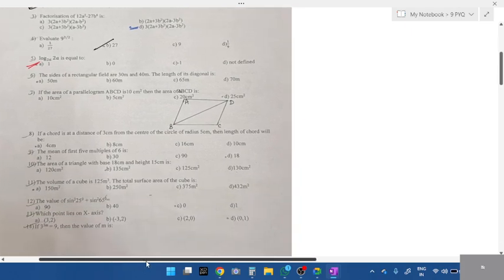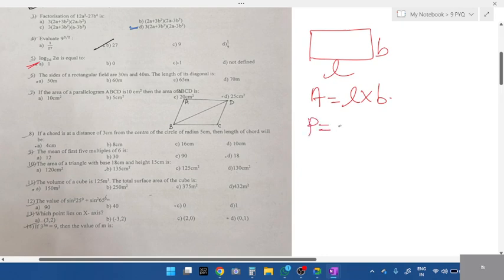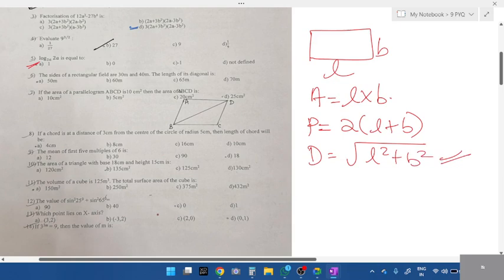Find the length of the diagonal. Okay, diagonal. Do you know the formula for length of diagonal? Rectangle, students, L into B. What is area formula? Area is equals to length into breadth. Perimeter is 2 into L plus B. In the same way, diagonal is equal to square root of L square plus B square. Yes, mark this diagram, use the third option, find the answer.